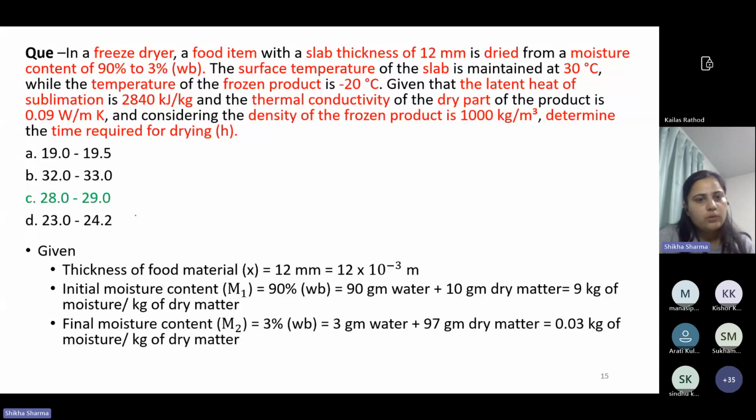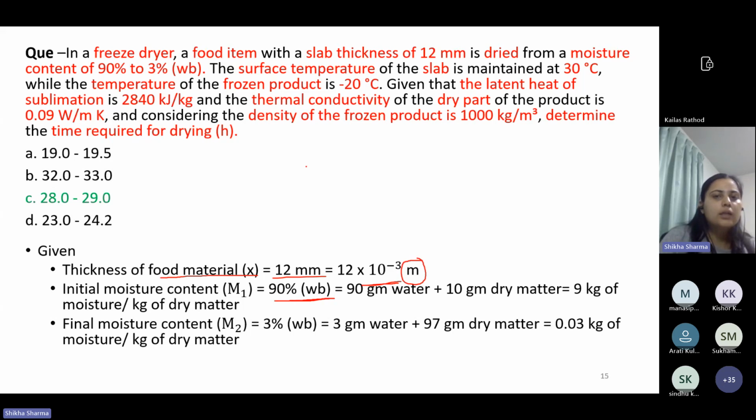Okay, so we have the thickness of the food material, which is 12 mm. So 12 mm we are converting into meters, which is 12 into 10 to the power minus 3 meter. The initial moisture content is given as 90% wet basis.